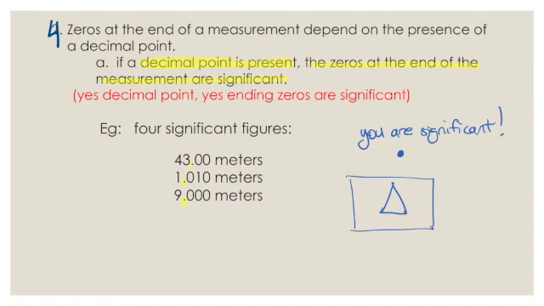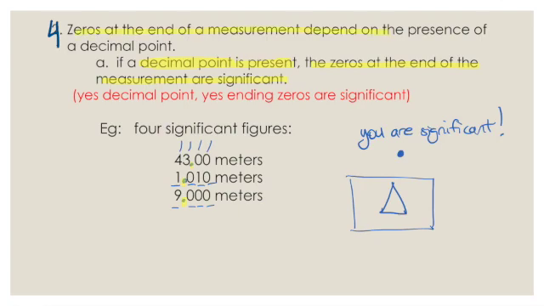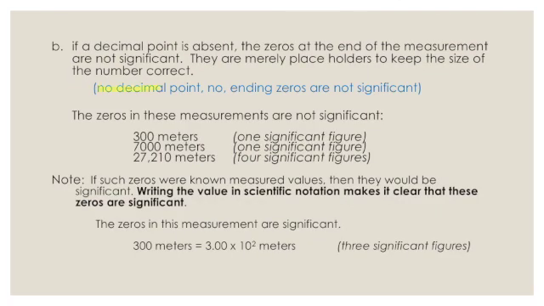Okay, but back to significant figures. All of these have 4 significant figures. 1, 2, 3, 4. Why? The decimal point makes them significant. This one has 4. 1, 2, 3, 4. Why? The decimal point makes it significant. This one has 4. 1, 2, 3, 4. Why? The decimal point makes it significant. Okay, so rule number 4 says to us, zeros at the end of a measurement are significant if a decimal point is present. So then, part B of that rule would be if there's no decimal point, the ending zeros are not significant. All right, so let's look at these.